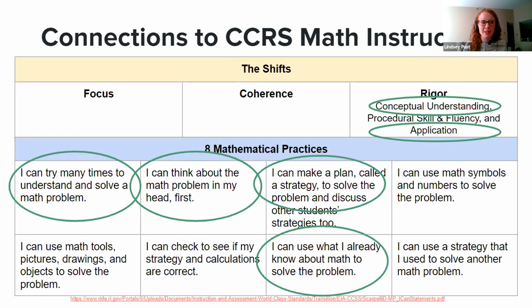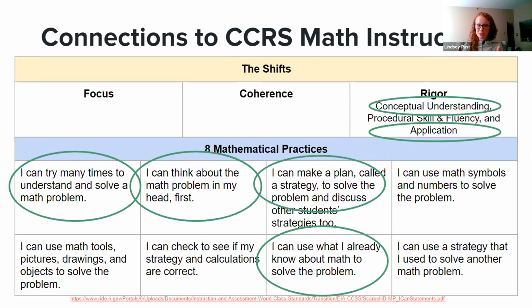They can try as many times to understand and solve a math problem as they want to. And being able to think about problems in their head first, they don't have to be on the spot because they do have that time before class to be thinking about this, making a plan. How am I going to solve this? When they get to class, they can discuss using what they already know about math to solve problems, using a strategy that they used previously to solve another math problem.